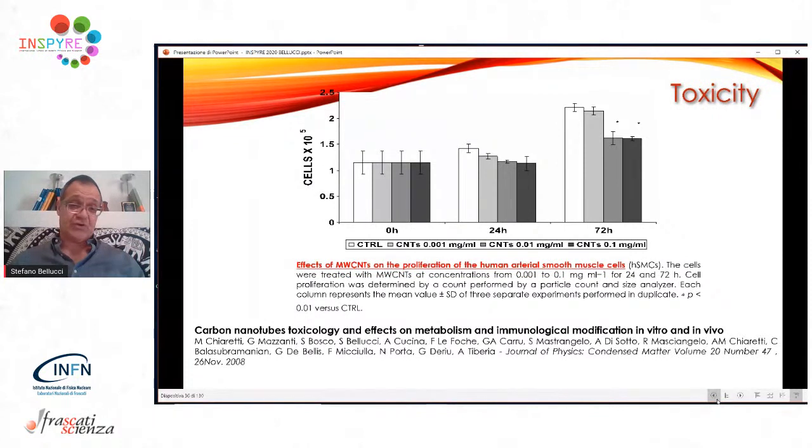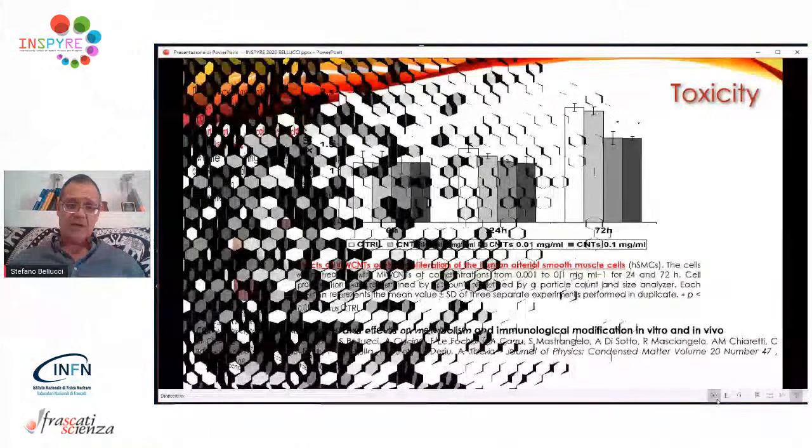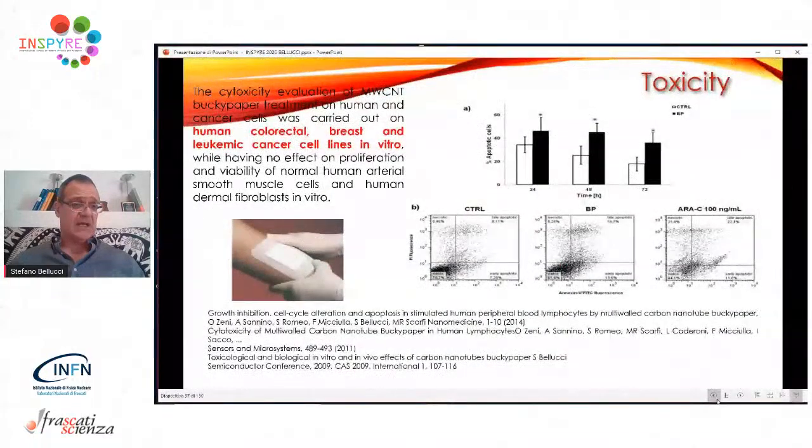We studied the proliferation of cells, how it is changed by the presence of multi-wall carbon nanotubes using human arterial smooth muscle cells, HSMCs. Now, applications can also, for instance, in this work that we published in Sensors and Microsystems in 2011, can also have to do with the use of films of carbon nanotubes to cure skin cancer, for instance, by applications of patches.